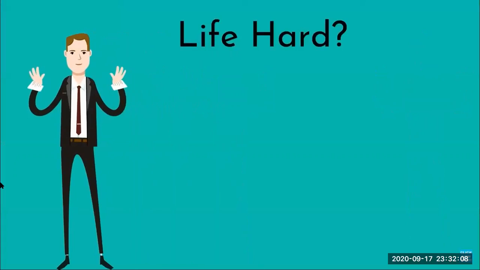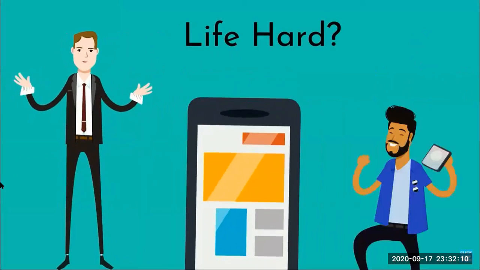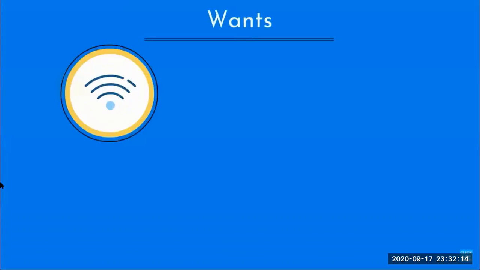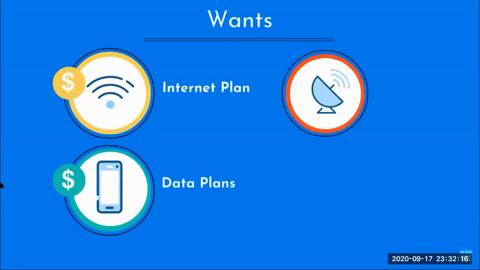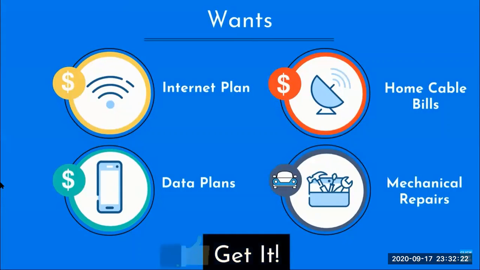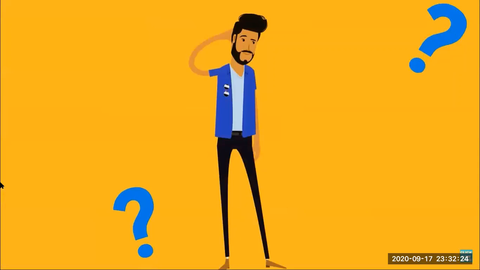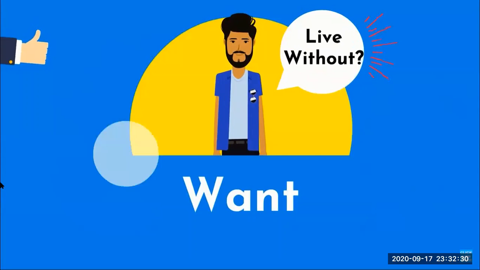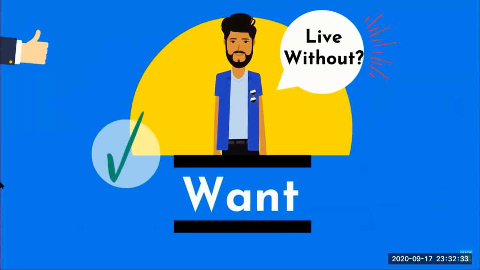I'm not sure your life will be any harder without that new phone, but you might find it hard to communicate without a mobile data plan. This category should include things like your internet plan, data plans, home cable bills, mechanical, not cosmetic, repairs to your car, and so on. I bet you now get it. Sometimes it may be hard to distinguish between needs and wants, but the rule of thumb when it comes to defining a want is by asking yourself if you can live without it. And if you can, then it's most likely a want.